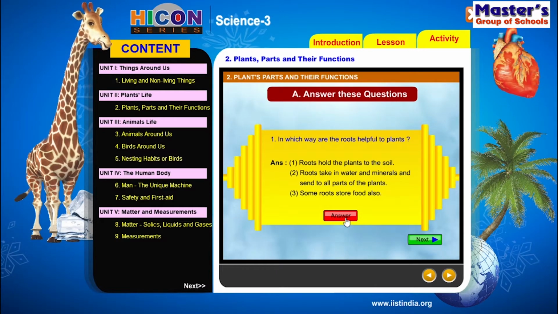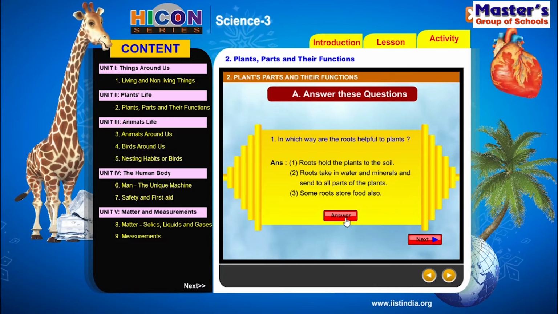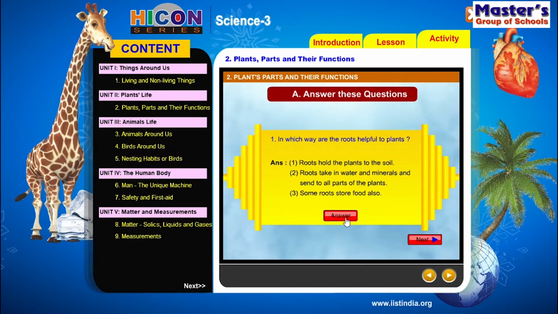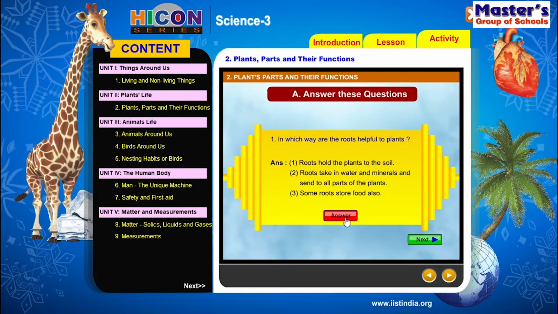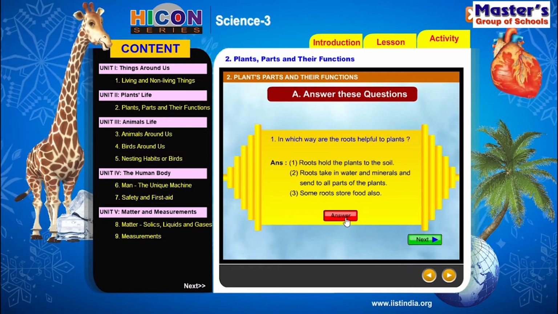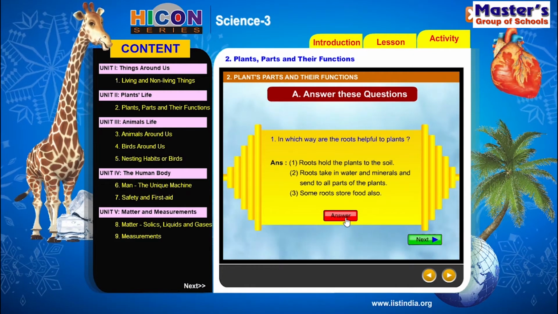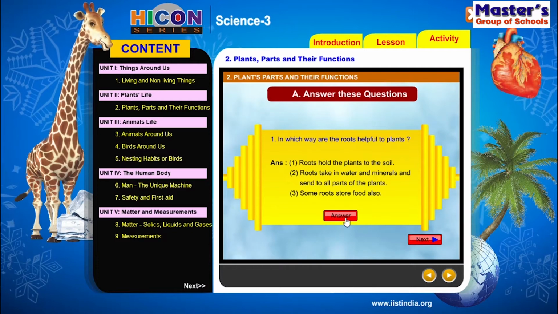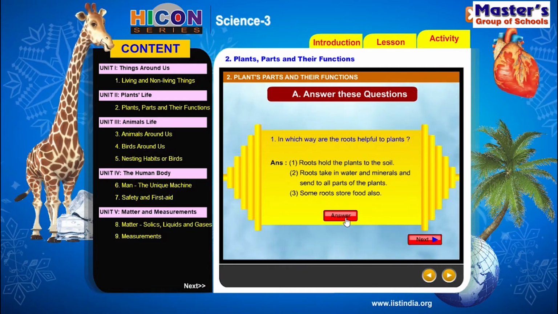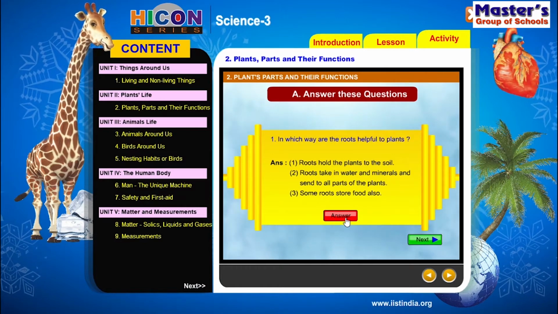Next, the third one is that some roots store food also. Children, some roots store food also. For example, carrot and radish are examples of such roots. They are nothing but roots, and they are taken as food because they store their food in their roots. That's why they become very thick and we eat them as food. So this is because some plants store their food in the roots.